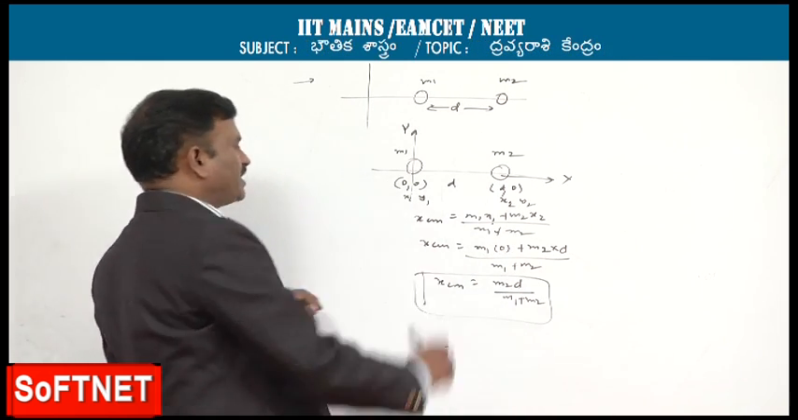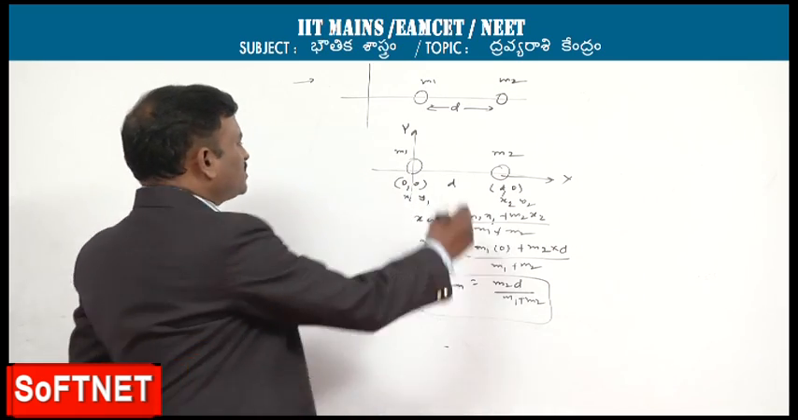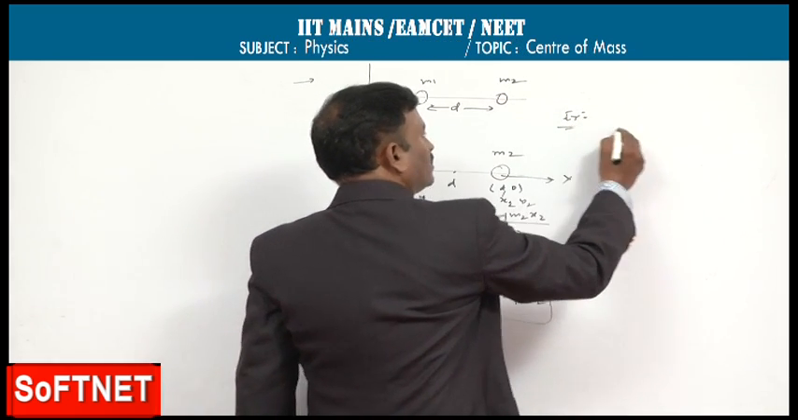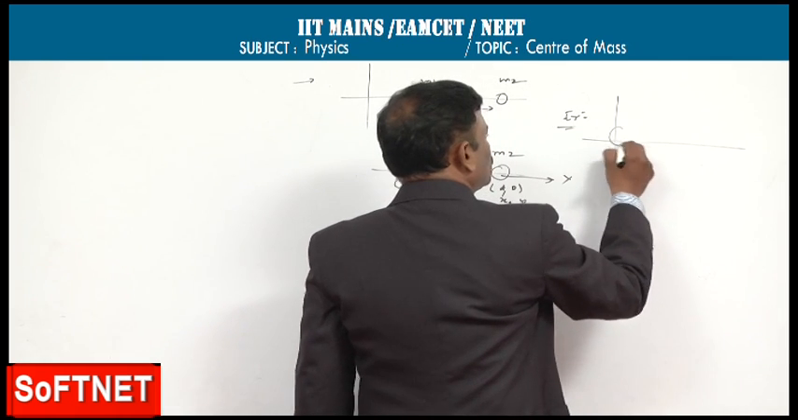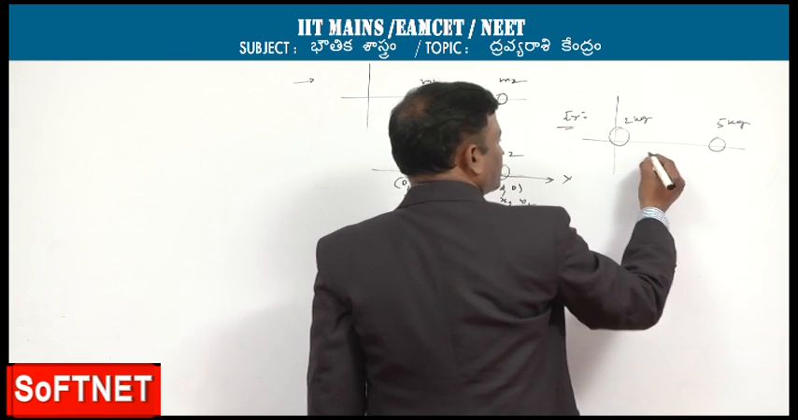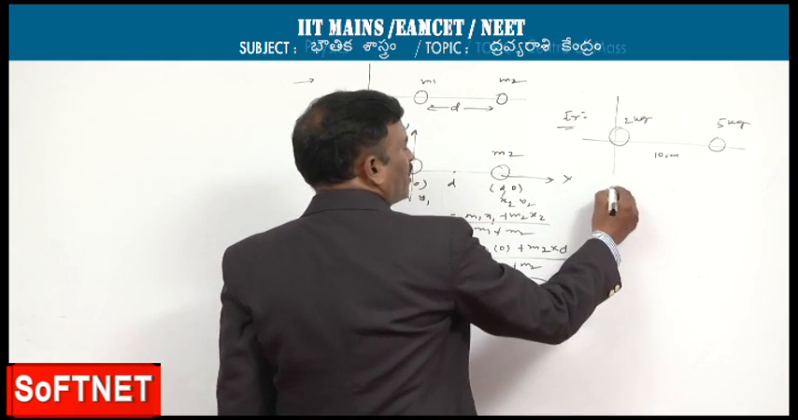This is the expression for the center of mass measured from the first body. Take an example: there are two masses of 2 kg and 5 kg separated by a distance of 10 centimeters. What is the position of the center of mass? Then what you have to find out?